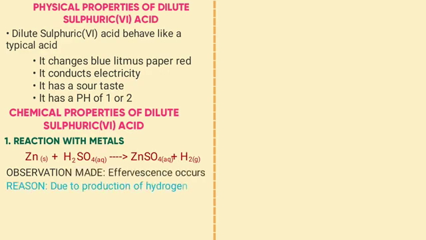2. Reaction with bases. Now, metal oxides, example I can give is copper 2 oxide plus sulfuric acid, arrow, copper 2 sulfate plus water. Now, bases react with acid to form salt and water by a reaction called neutralization reaction.